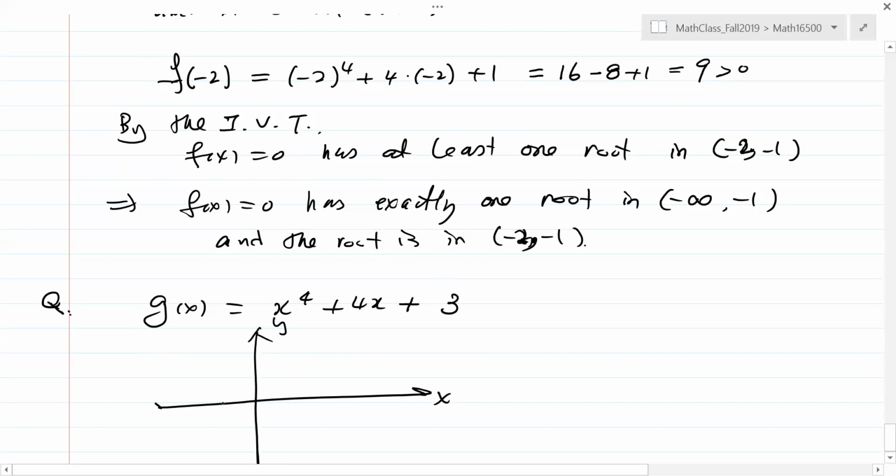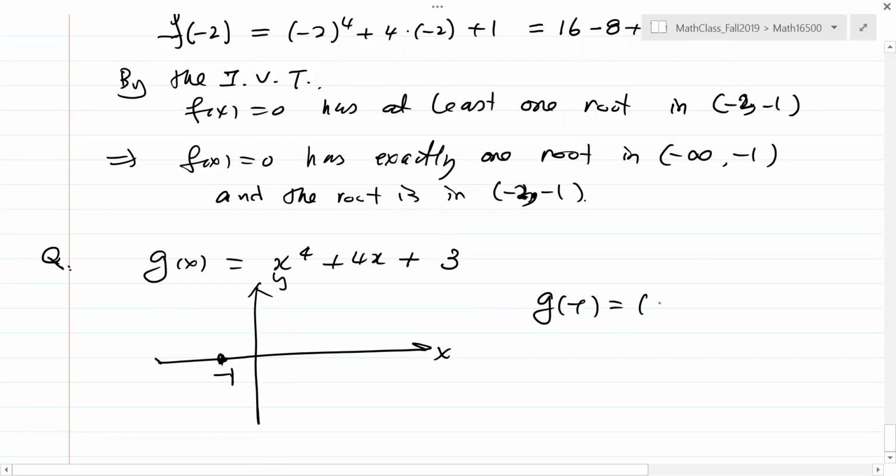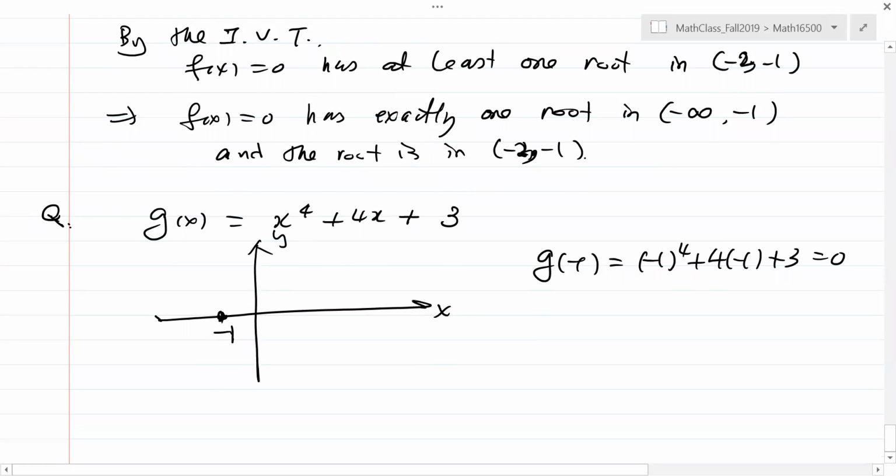It's the x-axis, it's the y-axis, here is negative 1. So negative 1 is going to be a root. g of negative 1 is negative 1 to the fourth power plus 4 times negative 1 plus 3, which is 0, right? I know over the interval from negative 1 to infinity, there is at most one solution. From negative infinity to negative 1 there are two intervals. It's harder to tell. But since g of negative 1 is 0, that means x plus 1 is a factor of g of x. Maybe we should factor it, okay?